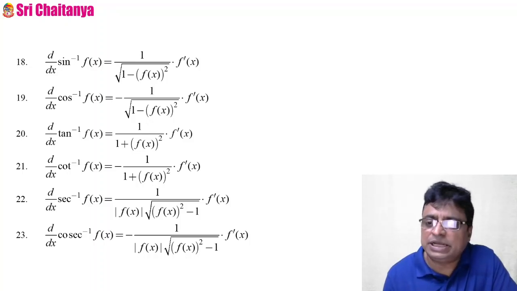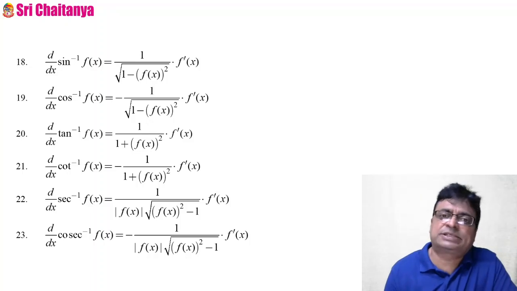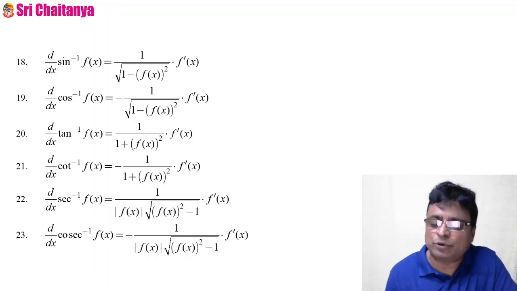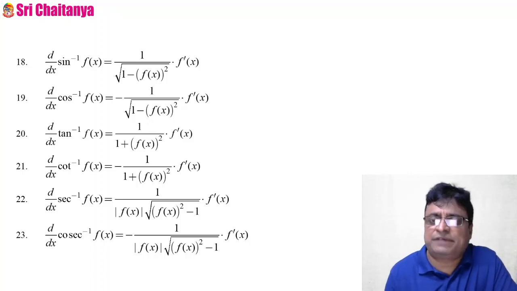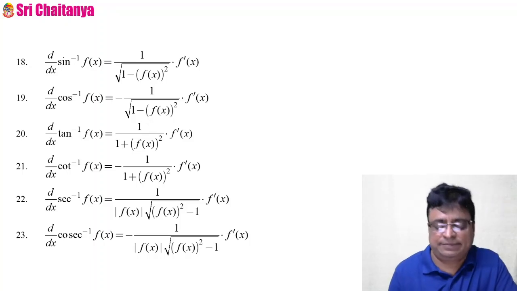19th. d by dx of cos inverse f of x is minus 1 by root of 1 minus f of x whole square into f dash x. d by dx of tan inverse f of x is 1 by 1 plus f of x whole square into f dash x. d by dx of cot inverse f of x is minus 1 by 1 plus f of x whole square into f dash x.